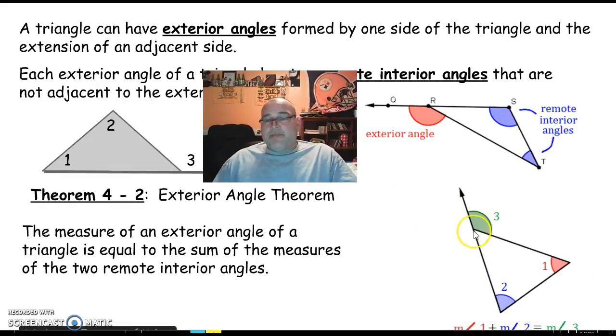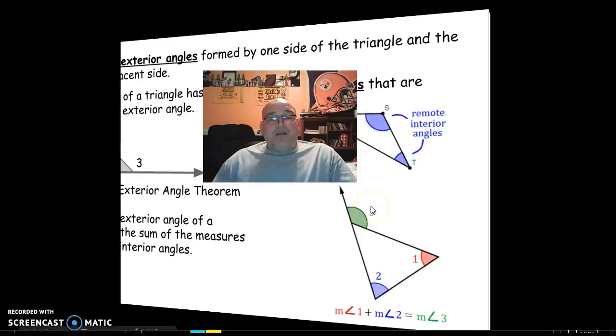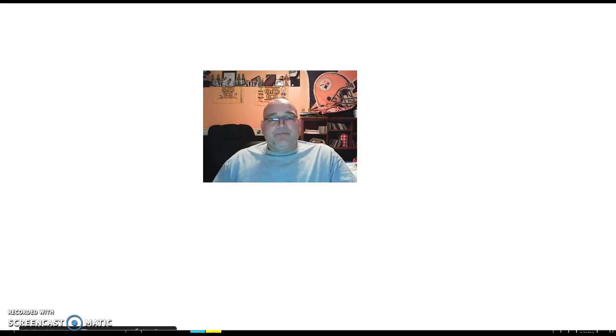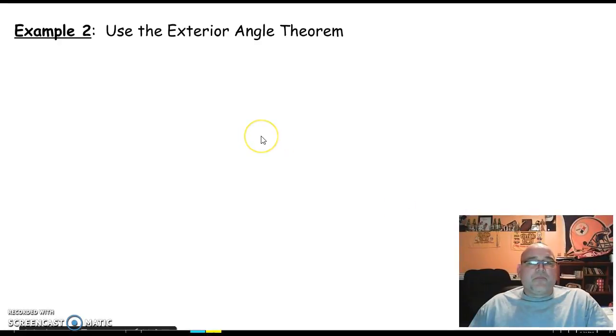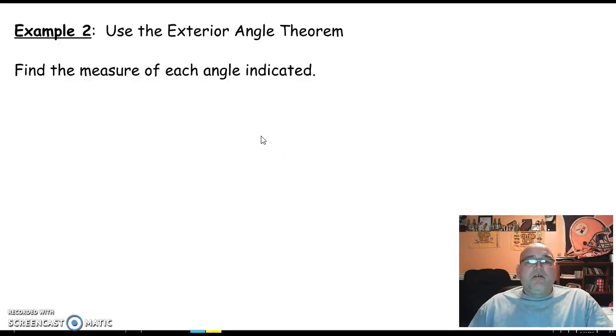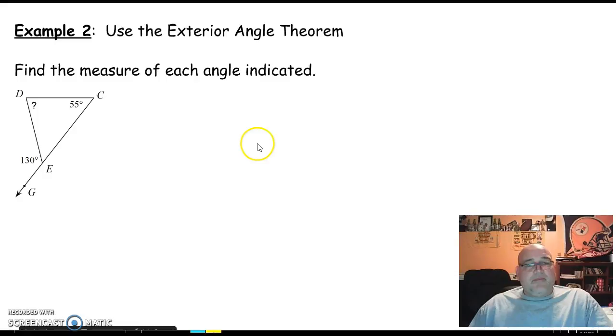Illustrated this way. Again, the measure of angle 3 equals the measure of angle 1 plus the measure of angle 2. An exterior angle formed by extending a side is equal to the sum of the two remote interiors, the non-adjacents to that exterior. Let's do a couple of examples. Find the measure of each angle indicated.